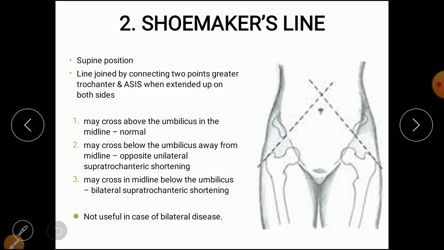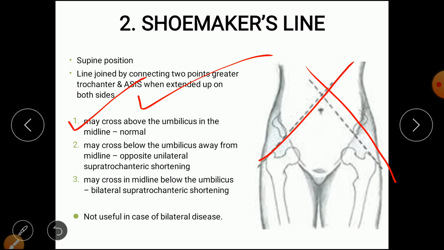Second method is Shoemaker's line. With the patient in supine position, the line connecting the two points, greater trochanter and ASIS, when extended up, crosses above the umbilicus in the midline. So one line from here and one from here. It may cross below the umbilicus away from the midline, indicating opposite unilateral supratrochanteric shortening.